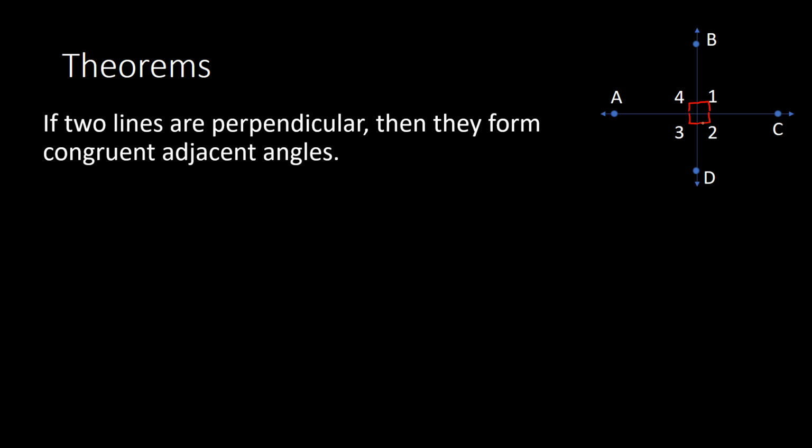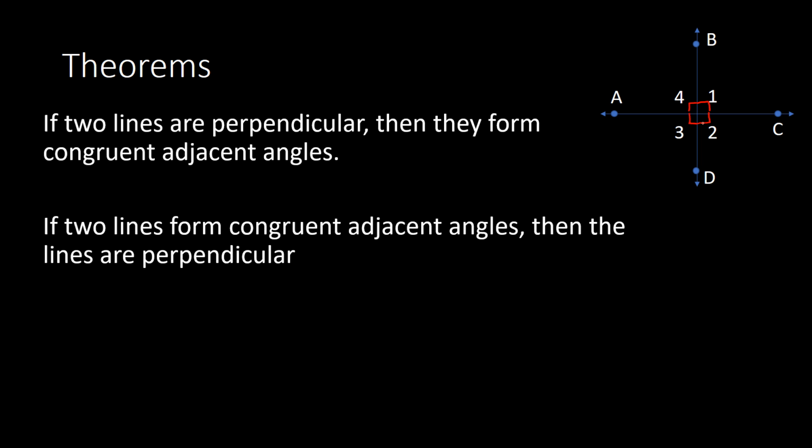And the other theorem is basically the same thing, except stated as the converse. So remember, converse means you just switch the if and the then statement. So instead of saying if two lines are perpendicular, we would say then the lines are perpendicular. And instead of saying then they form congruent adjacent angles, we say if they form congruent adjacent angles. So we just change the order of the if and the then statement. And so we have basically the same thing. If we have congruent adjacent angles, meaning if they're all 90 degrees, then the lines are going to be perpendicular.